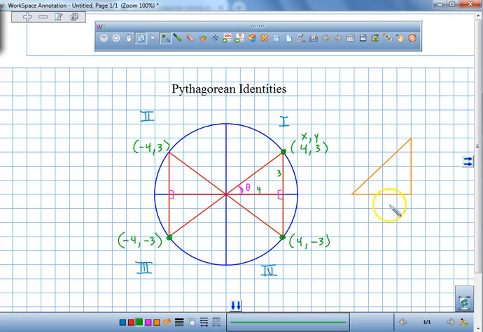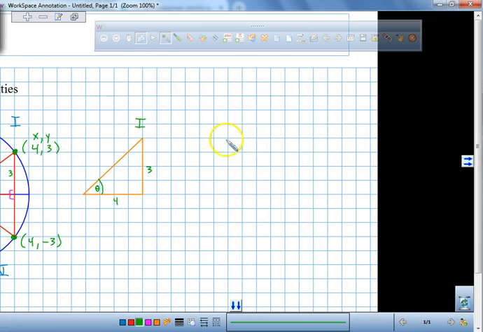Okay. So I still want you to call this 4 units and call this 3 units. And I want you to focus right here. This is theta. So if you would, draw this triangle. Right now, we're dealing with quadrant number 1. All right? So if I said, what is the sine of theta, how would we find the sine of theta?